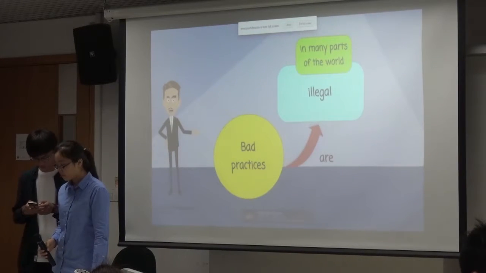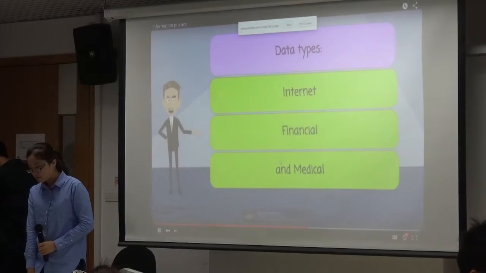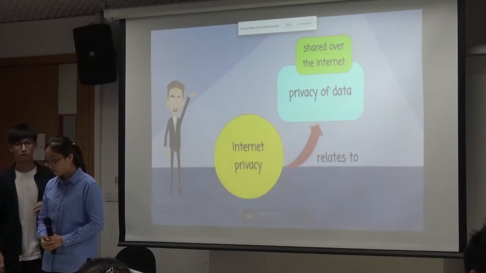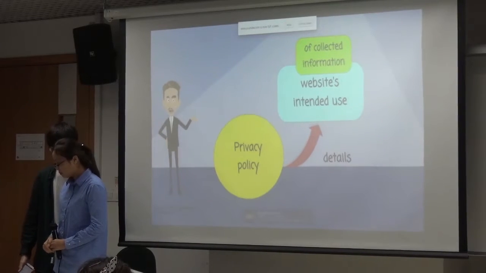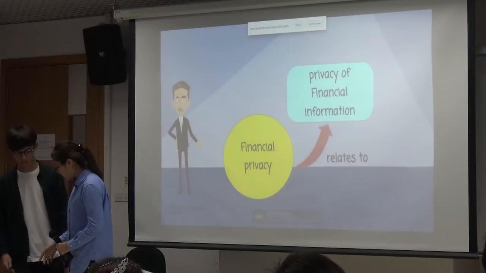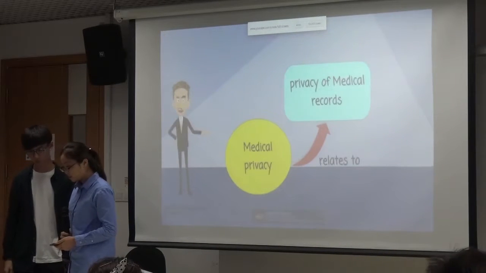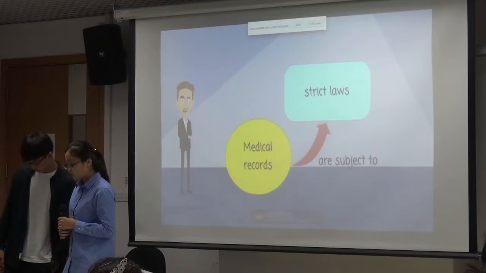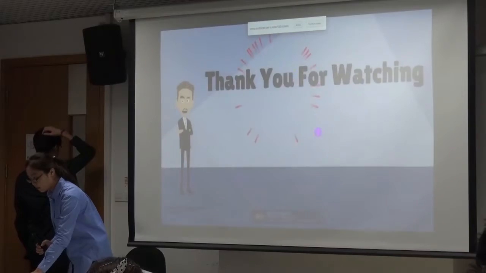These bad practices are even illegal in many parts of the world. Information privacy is applicable to various data types, including internet, financial, and medical. Internet privacy relates to the privacy of data shared over the internet. Most websites display their privacy policy that details the website's intended use of the collected information. Financial privacy relates to the privacy of financial information. Financial information is very sensitive. It could be used to commit frauds. Medical privacy relates to the privacy of medical records. Medical records are subject to strict laws. Security and authentication are enforced by laws. Thank you for watching.